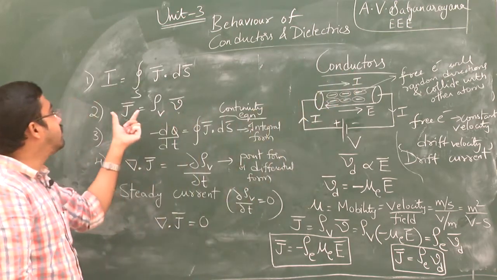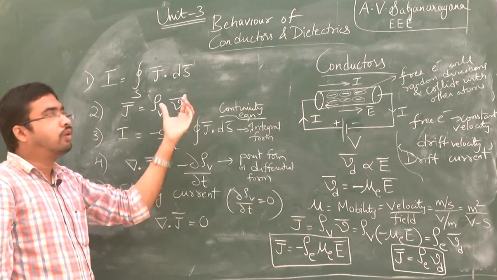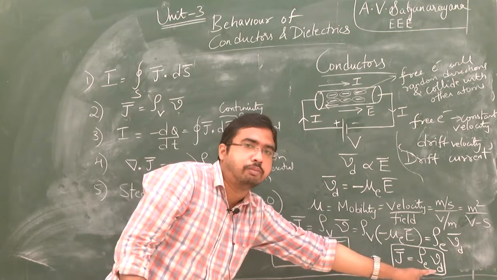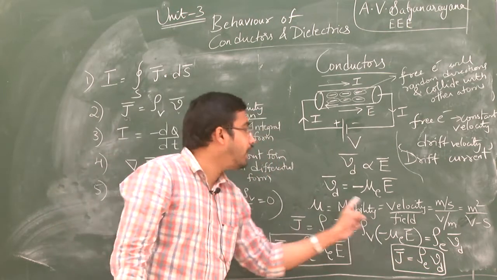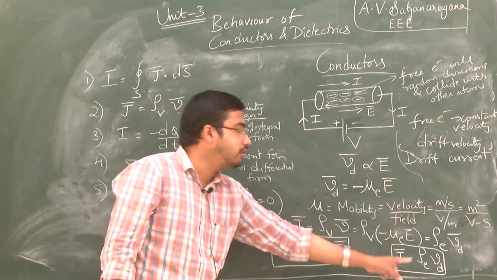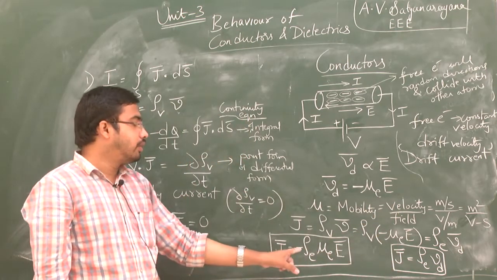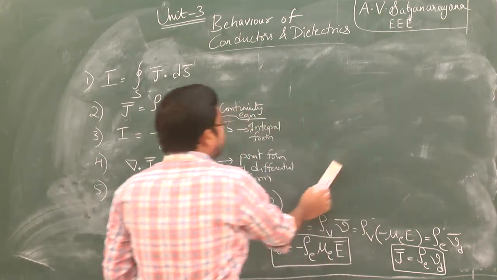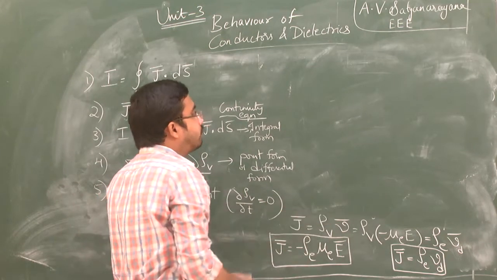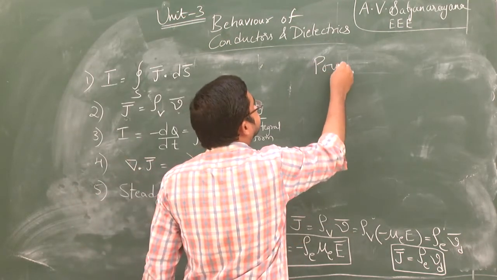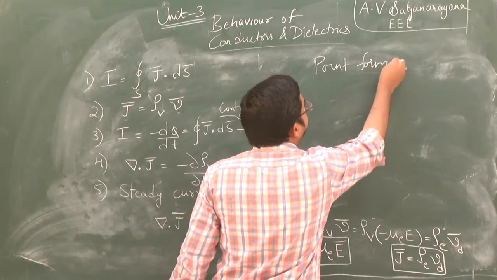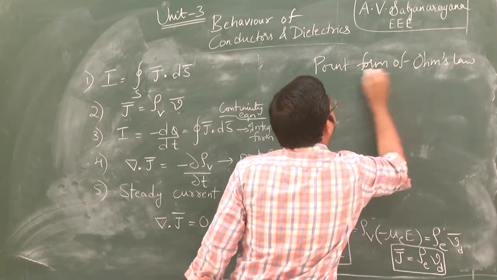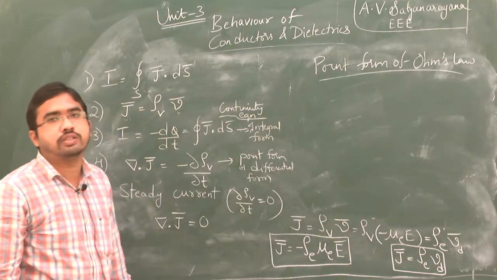So the general relation is J bar equal to rho V into V bar. Only for drift current in the conductors, J bar equal to rho E into Vd bar. Now if I substitute Vd bar equal to minus mu E into E bar in this, I can write J bar equal to minus rho E into mu E into E bar. Now this relation is further extended to a concept called point form of Ohm's law, which is very important.